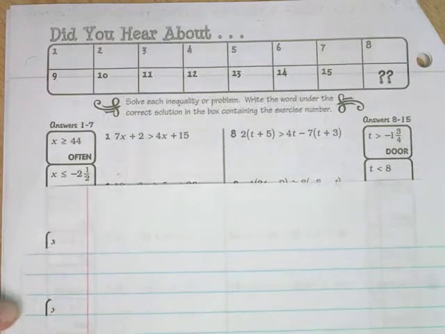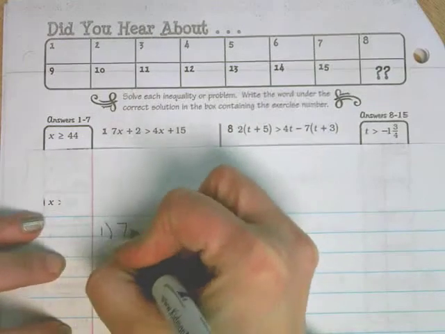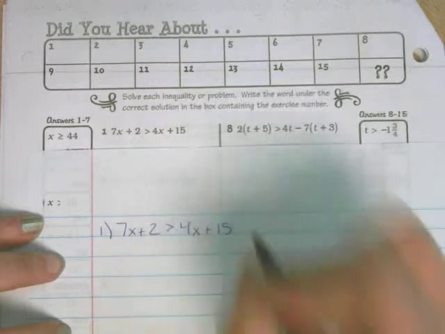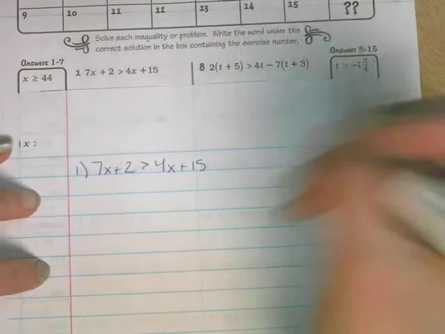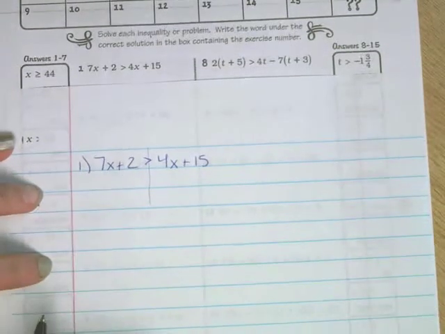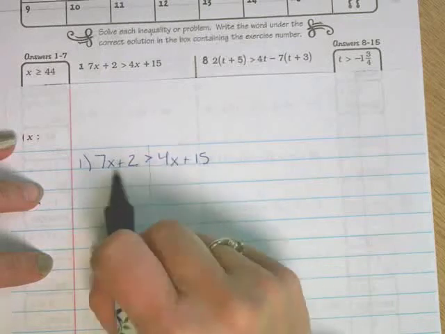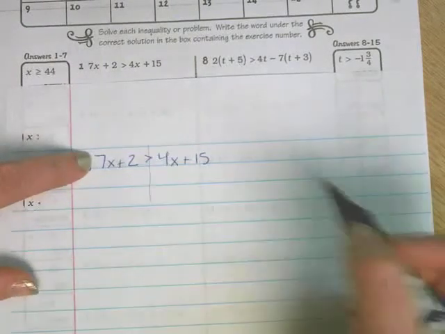All right, I am going to do number 1. We are going to start with that one, so let me copy it down. Greater than 4x plus 15. Okay, so when we're solving inequalities, it's just like an equation where that's kind of our middle point. We want to keep this balanced. So the problem here is that we've got variables on both sides, and we need them all to be in one place.